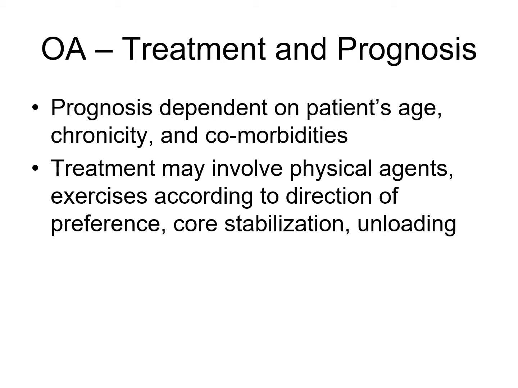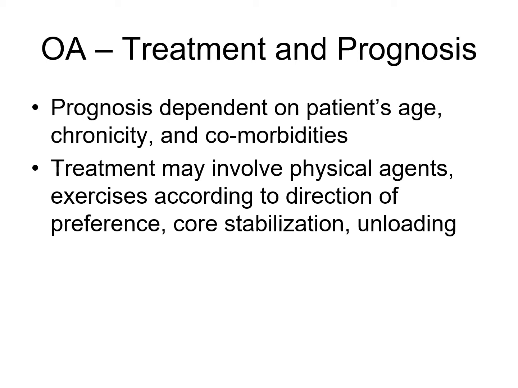In terms of treatment and prognosis, the prognosis, or our prediction of the person's outcome, is often dependent on the person's age, how chronic the condition is, and other comorbidities or factors that are present. So how healthy is the person? Any history of high blood pressure, diabetes mellitus, heart problems? Those are the big three that we need to ask every patient, even if they've given us information on an intake form or on a written form in the waiting room.